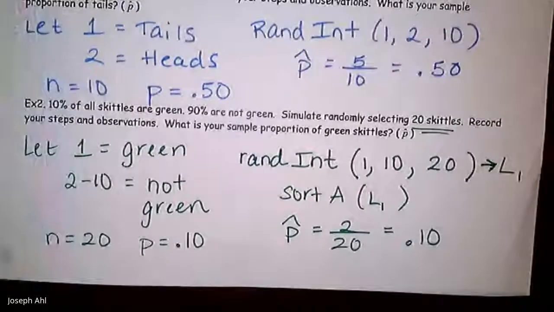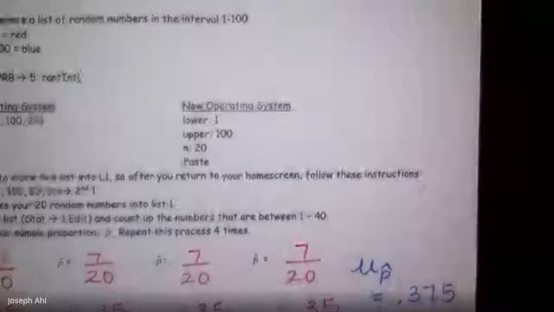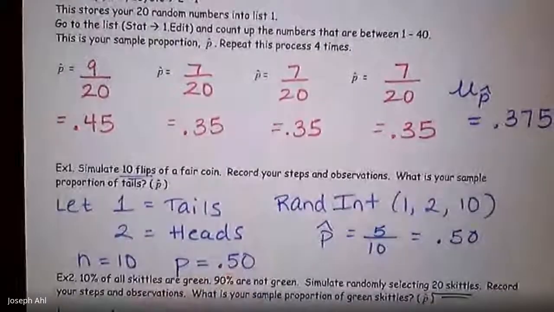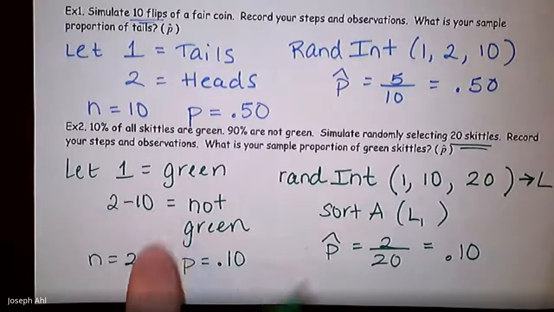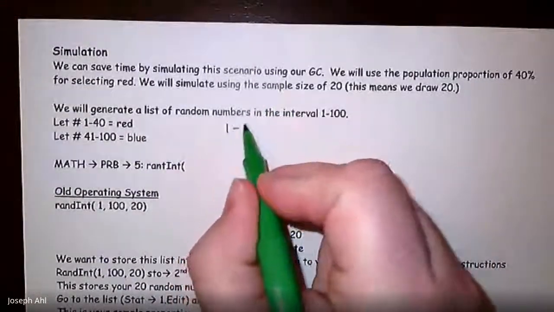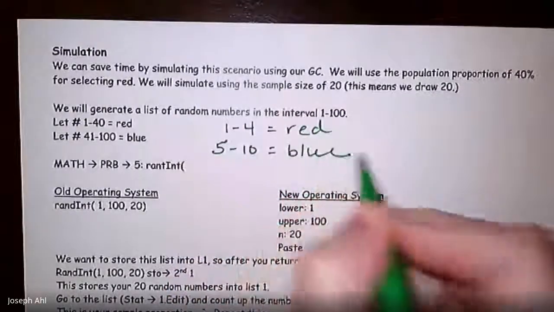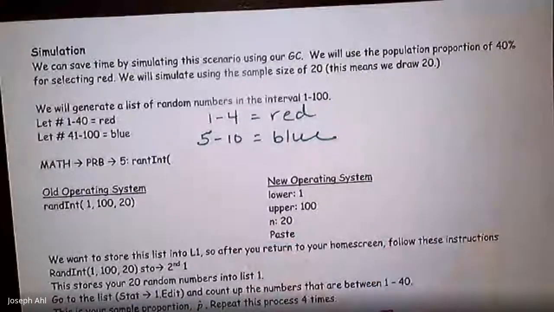One other quick note is if you wanted to simplify the process up above, if we know that 40% of the population was red, you didn't have to go 1 through 40, right? I mean, we just did 10%, 90%. I didn't go 1 through 10 and then 11 through 100 there, sorry. We can do the same thing up here. For 40%, let's say 1 through 4 be red and 5 through 10 be blue or some other color. So just keep in mind that as you're working through some of these questions, however you define it, as long as it represents the population proportion that's given to you, you should be good to go.